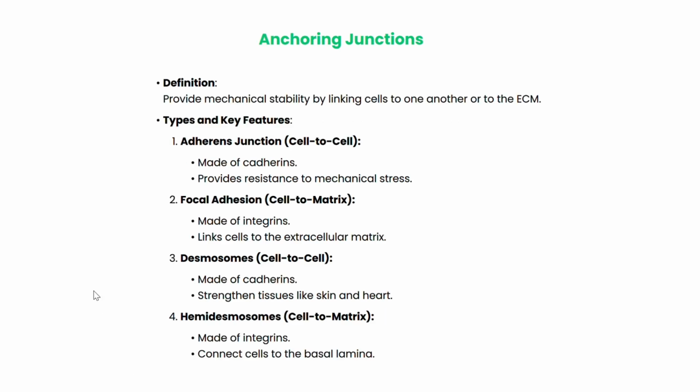The third type of junctions are anchoring junctions, which provide physical strength and stability to tissues. Think of these as nails and screws that hold cells and tissues together. There are four types of anchoring junctions. Adherens junctions connect cells to each other using proteins called cadherins. They are especially important in tissues that face mechanical stress, like heart tissue.